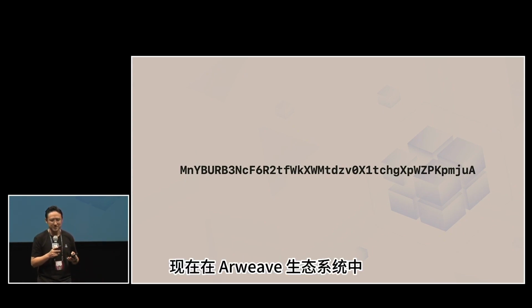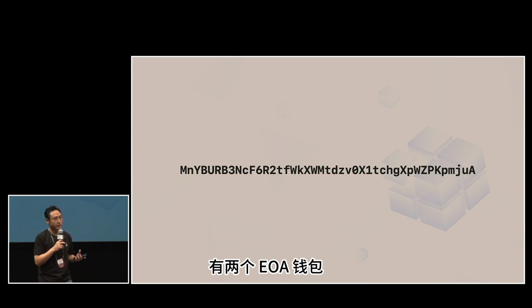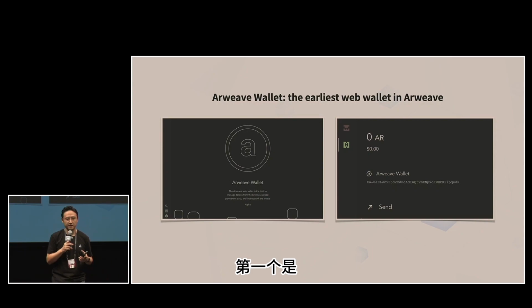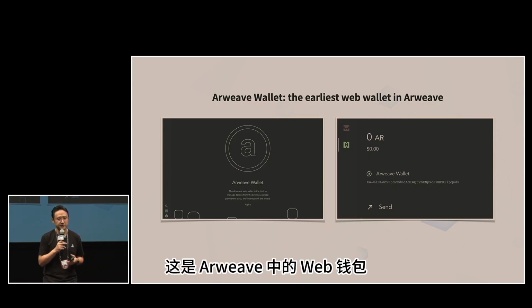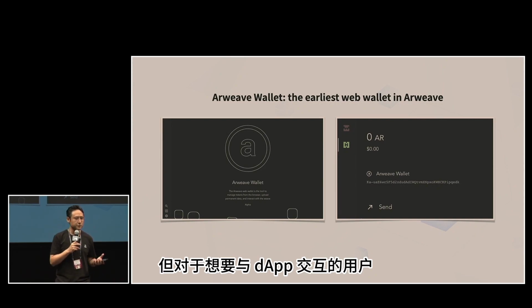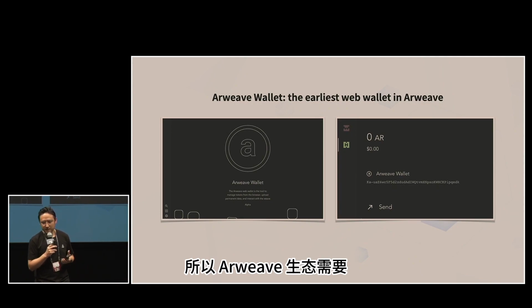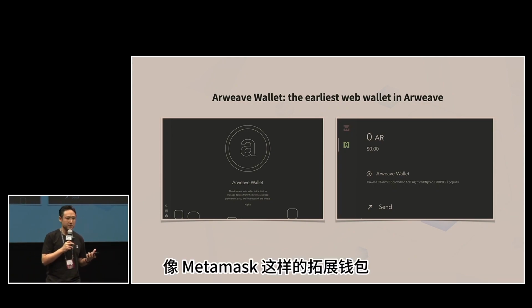In the Arweave ecosystem now, there are two EOA wallets. The first is Arweave wallet. It's the earliest web wallet in Arweave. But for users who want to interact with the dApps, this kind of web wallet is not convenient. So our ecosystem needs a wallet extension like MetaMask, right?